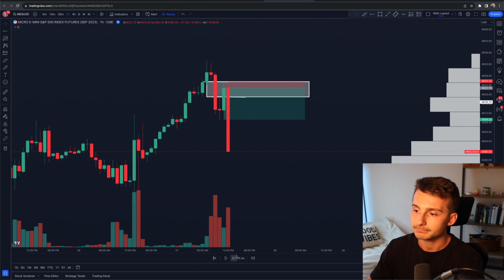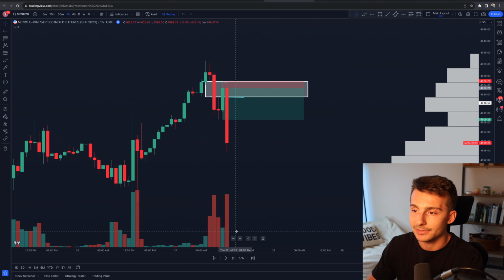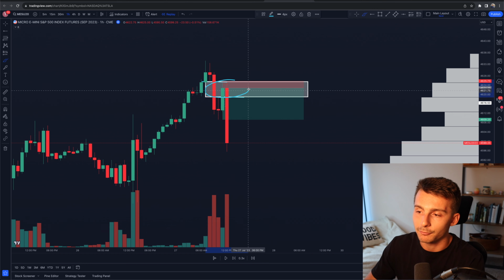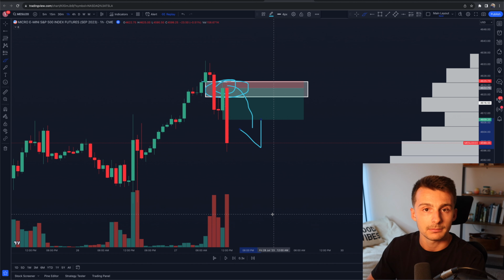Let's play it out. Boom. Next candle, massive move down. The fair value gap in this case acted as an area of resistance. It acted as a retest, showing us that we had a big move down. Price comes back, fills through that fair value gap, and then resumes its movement to the downside.